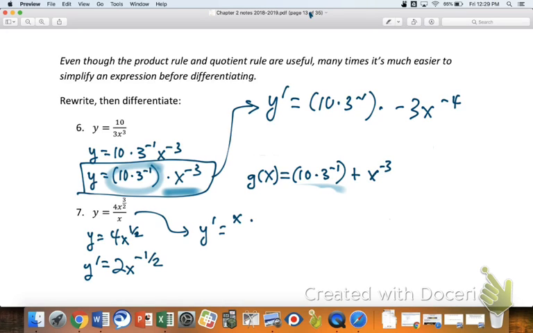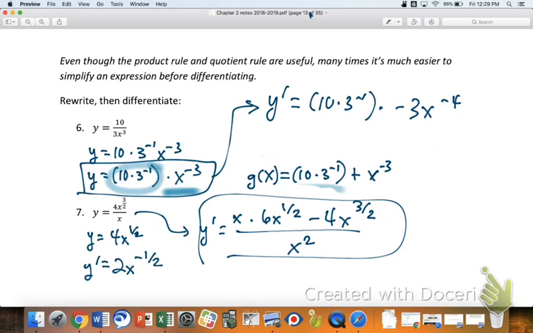Y prime equals low d high. That would be 6x to the 1/2 minus high, d low is just 1 over the square of what's below. Shockingly enough, apparently, this and this are the same. We'd have to do some pretty serious simplifying on the thing on the right, but they're the same. You see why it might be easier to say, quotient rule, no, I will not use you right now. Sometimes you have to use it, but in these cases you don't. What do you guys think?